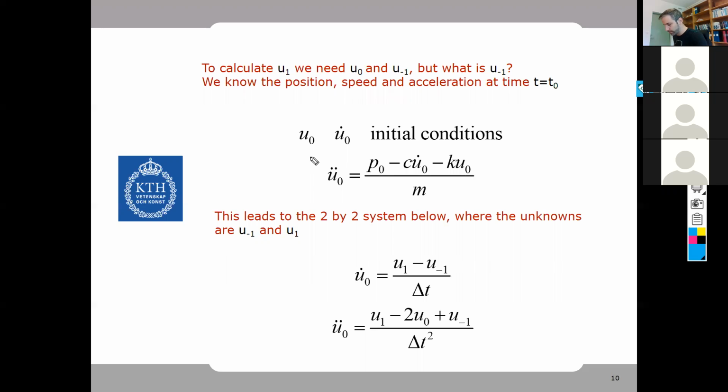These two values were given. These are the initial conditions, the initial displacement and the initial velocity. And because we have those, we can calculate the initial acceleration, okay? So these are given, this one is calculated. And we use the same formula that we had been using before.